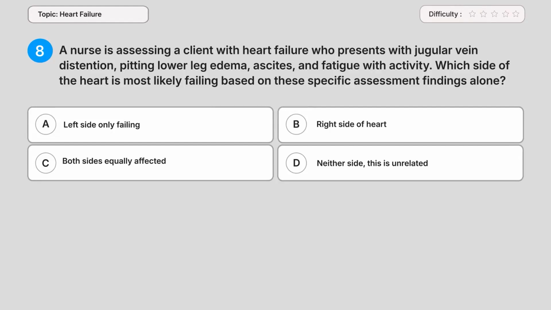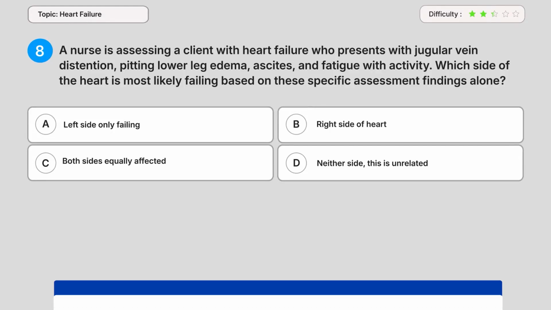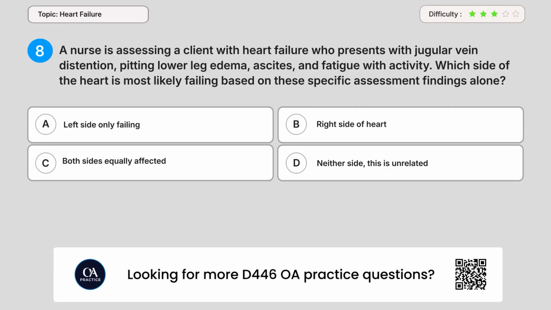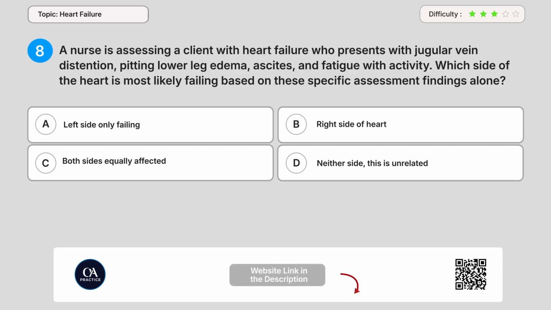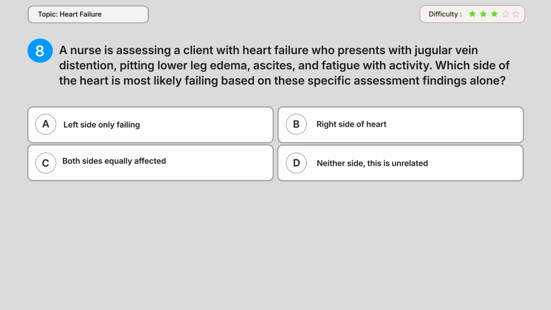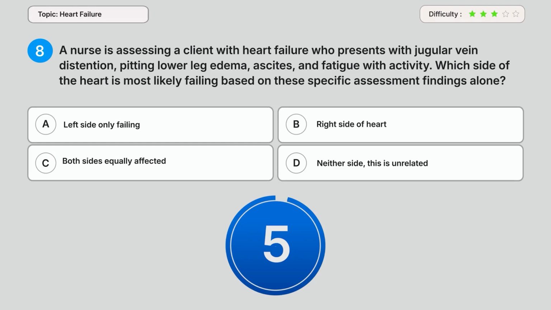8. A nurse is assessing a client with heart failure who presents with jugular vein distension, pitting lower leg edema, ascites, and fatigue with activity. Which side of the heart is most likely failing based on these specific assessment findings alone? A. Left side only failing. B. Right side of heart. C. Both sides equally affected. D. Neither side, this is unrelated. Do you know the answer?